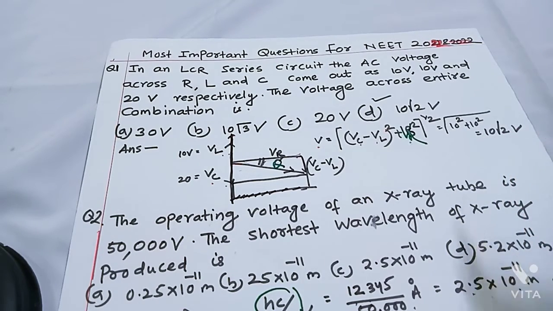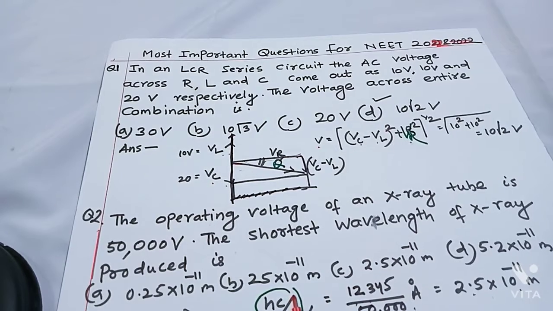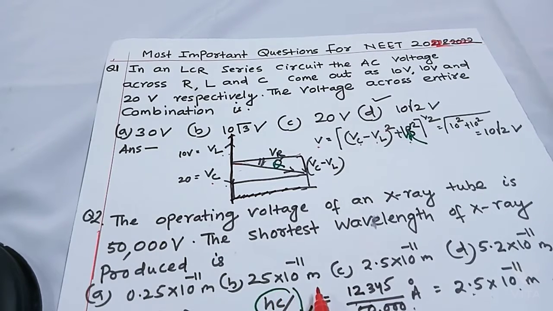Second question: the operating voltage of an X-ray tube is 50,000 volt. The shortest wavelength of X-ray produced is: 0.25 times 10 to the power minus 11 meter, 25 times 10 to the power minus 11 meter, 2.5 times 10 to the power minus 11 meter, fourth choice 5.2 times 10 to the power minus 11 meter.